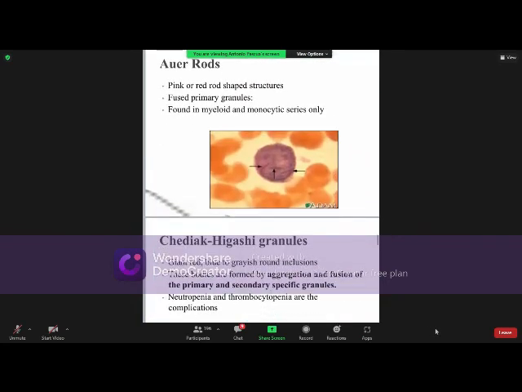Okay? Then on this picture, can you see this cigar shape or rod shape structures? Can you see the one with the arrow? Yes. Great. You call them Auer rods. In granulopoiesis, what is that stage that will show us first your primary granules? Promyelocyte. Promyelocyte, right? So what happens here is that Auer rods are formed because your primary granules fused.